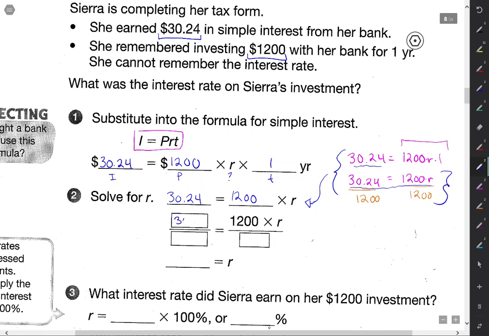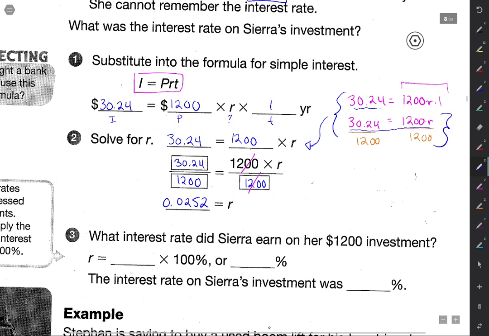So we're going to have 3024, and we're going to divide both sides of the equal sign by 1200 because it's going to cancel out right here. And then in our calculator, we're going to do 3024 divided by 1200, and we will get 0.0252 is equal to R.